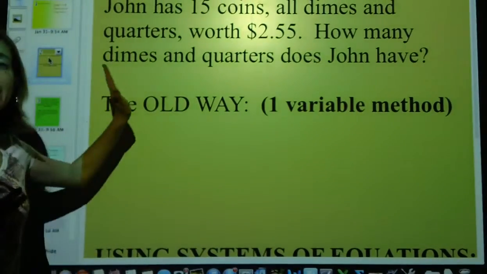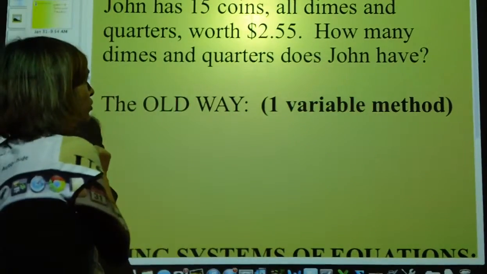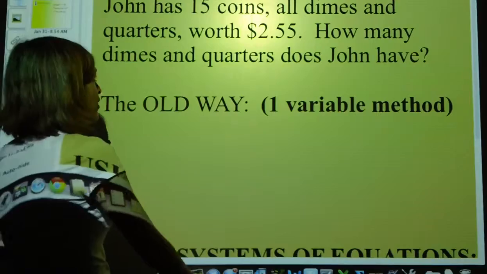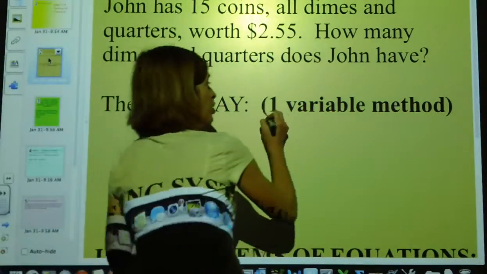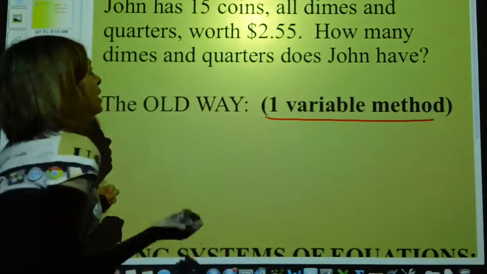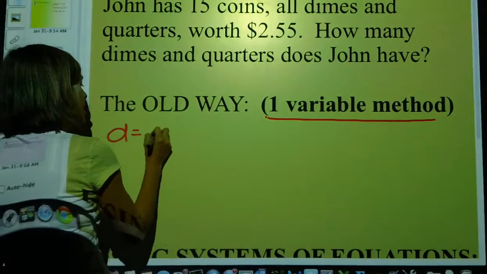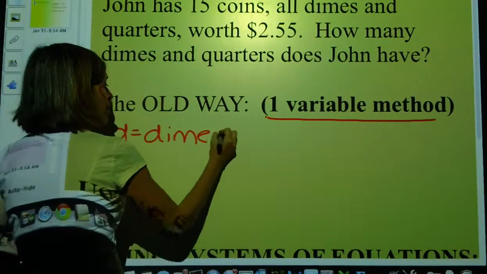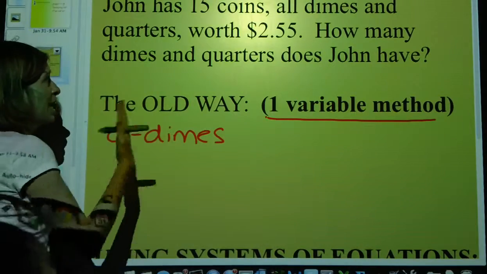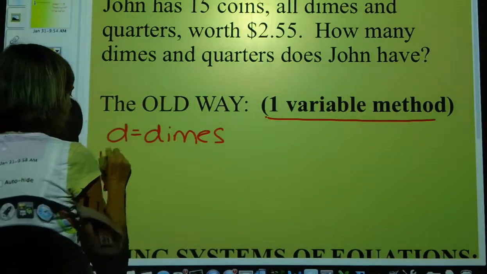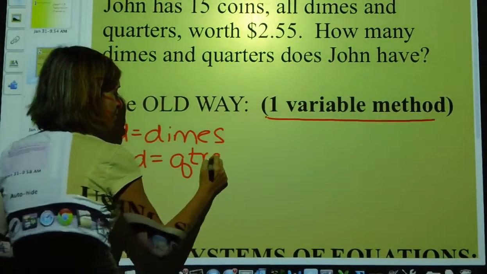We looked at questions like this earlier in the year. John has 15 coins. They're all dimes and quarters, and they're worth $2.55. How many dimes and quarters does John have? Okay, so I taught you a one variable method. If we said we've got dimes and quarters, well, I said, okay, let's let D equal dimes. And if he has a total of 15 coins, in terms of D, how many quarters does he have? You guys would write 15 minus D would give me the amount of quarters he has.